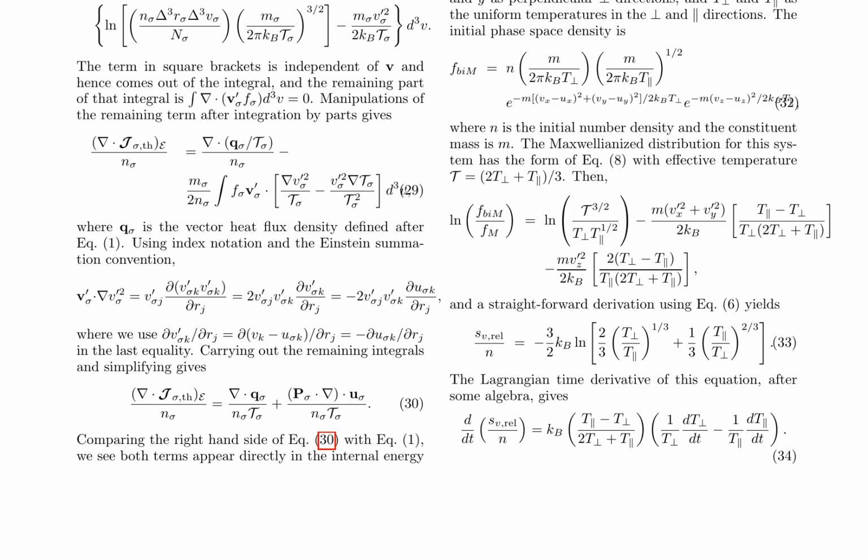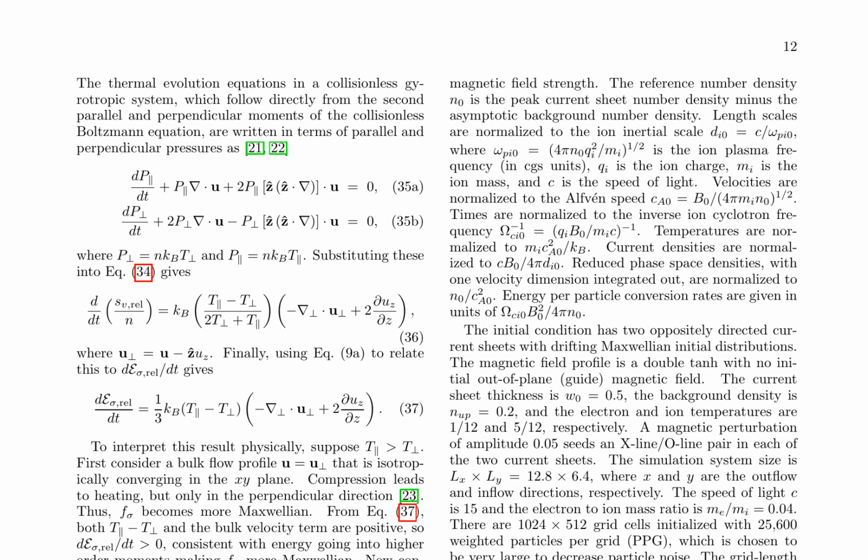Expressions for the relative entropy per particle, given by equation 33, and its time derivative, given by equation 34, are also derived. These equations provide a relativistic framework for understanding NONTA plasma dynamics, with implications for various astrophysical and high-energy density applications. The thermal evolution equations in a collisionless gyrotropic system are derived from the second parallel and perpendicular moments of the collisionless Boltzmann equation.